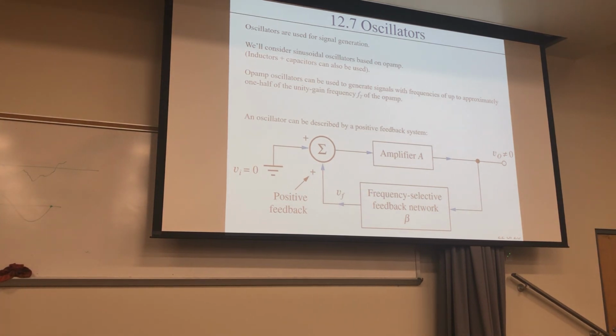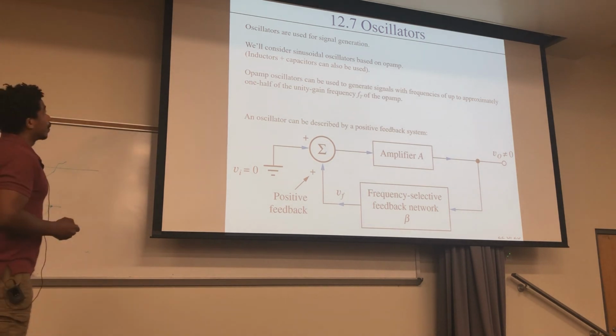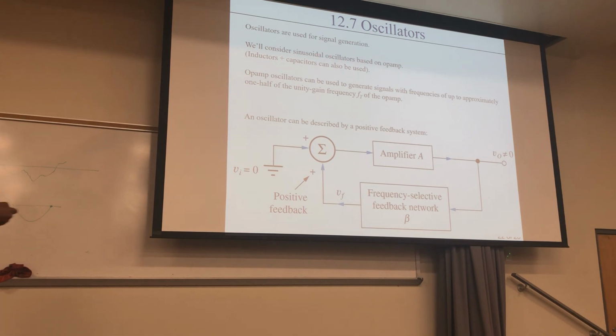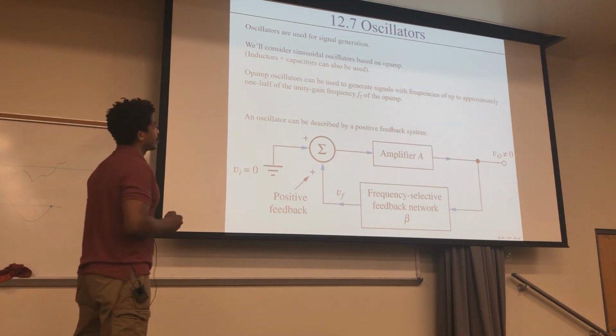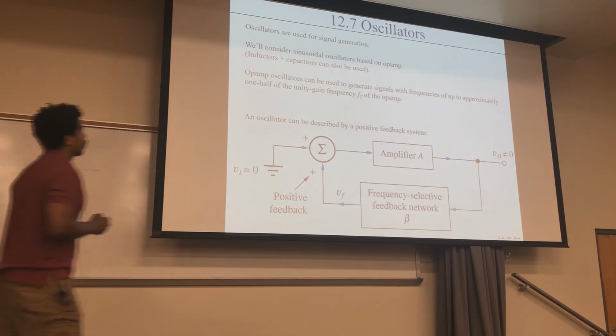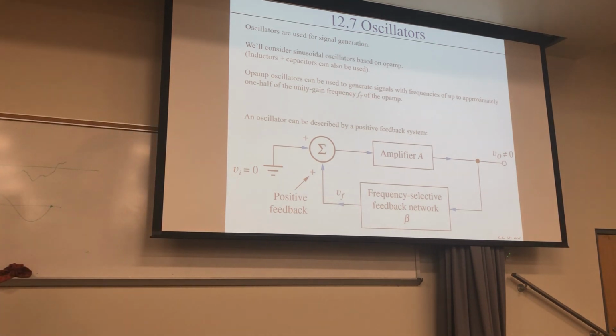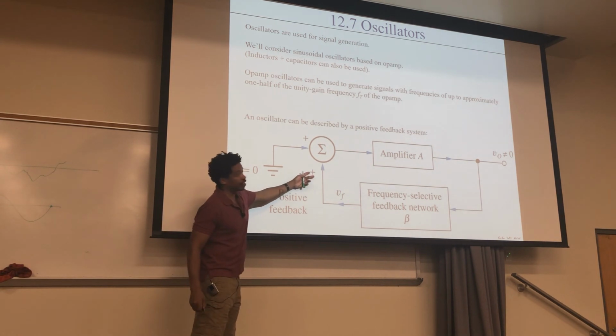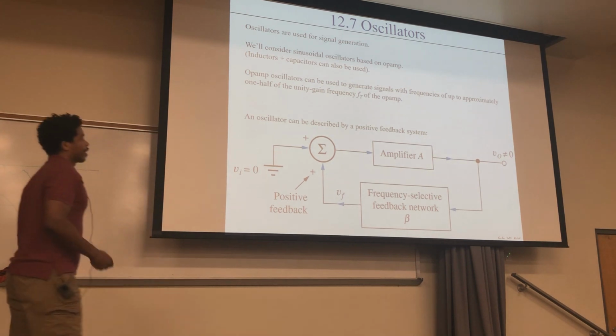Okay, and also amplifiers are used for oscillators too. So oscillators are used for signal generation, and we'll consider sinusoidal oscillators based on op amps, but there's other types too that rely on inductors and capacitors. So op amp oscillators can be used to generate signals with frequencies up to approximately 1/2 of the unity gain frequency, FT, of the op amp. And it can be described by positive feedback. So in this case, we're using positive feedback instead of negative feedback, which we've been using for a very long time.